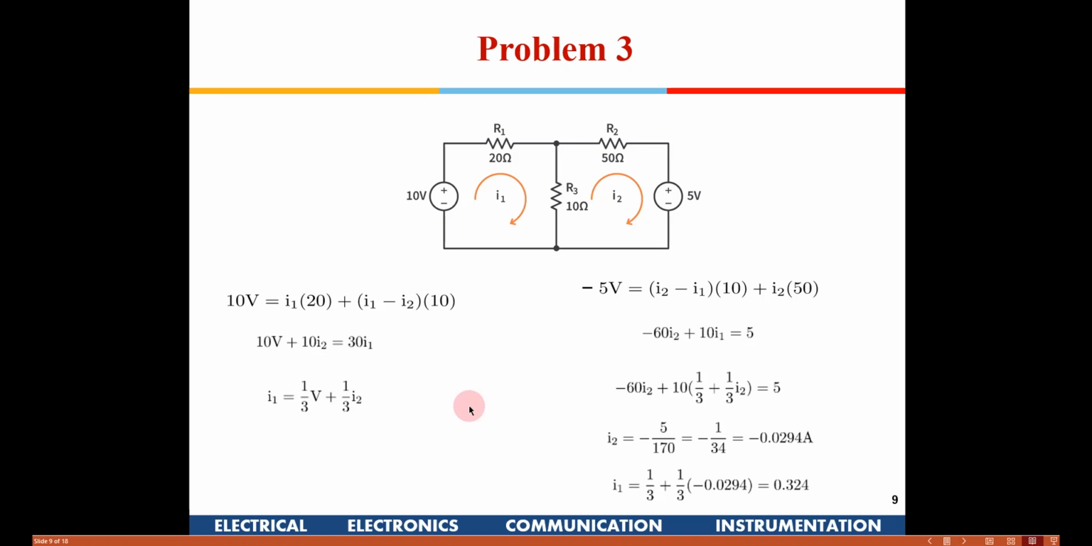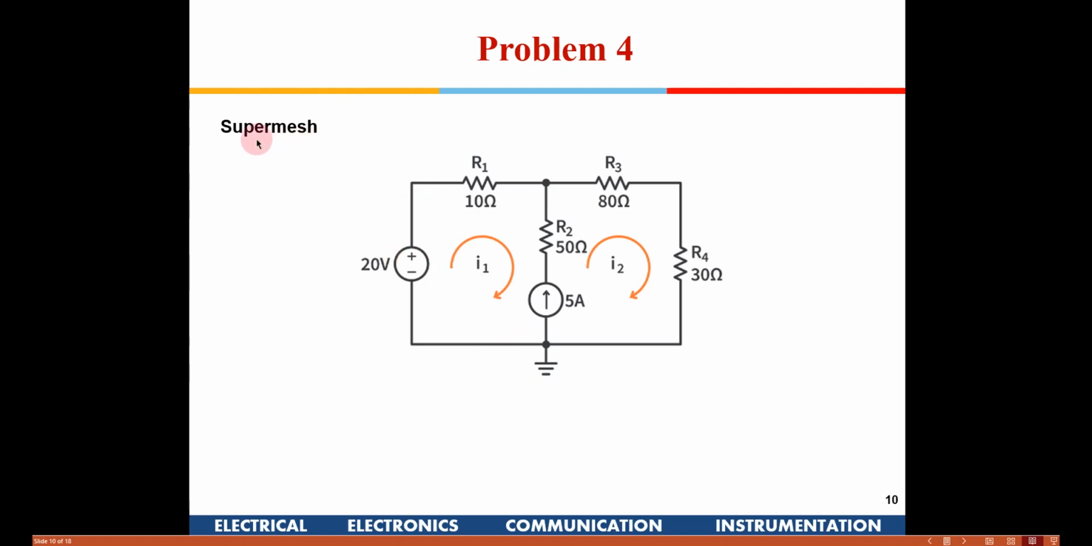No? Okay, let's move ahead. Now this is a problem where we have to use a super mesh. We understand the constraint of a simple mesh: when we make a mesh, there cannot be any current source, either independent or dependent, in the mesh we are considering for KVL, because the voltage across those current sources cannot be written in a simple equation visually when we see it like this.